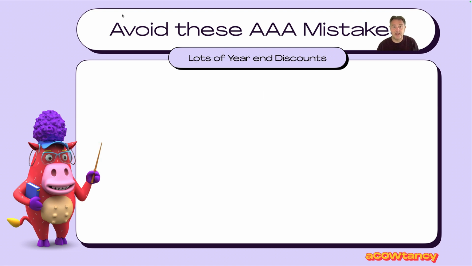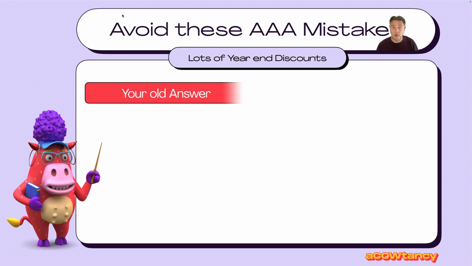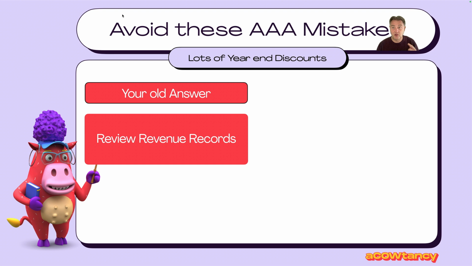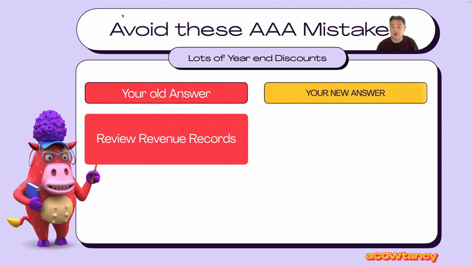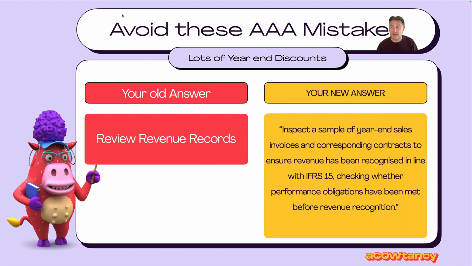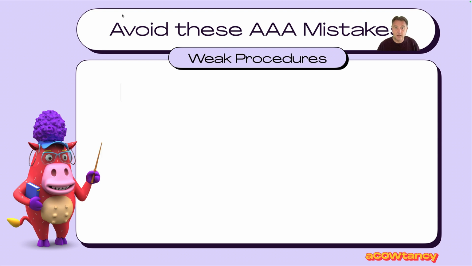What about if it says there's lots of year-end discounts being given away? So you're thinking to yourself, well, there's lots of year-end discounts being given away. They really want to meet revenue targets, so they might be bringing in revenue early. Your old answer would be review revenue records then. Your new answer would be very much more specific. How? Well, let's get a sample of year-end invoices, corresponding contracts, to ensure that they have been brought in at the right time, that the performance obligations have been met, they're not bringing in sales too early.